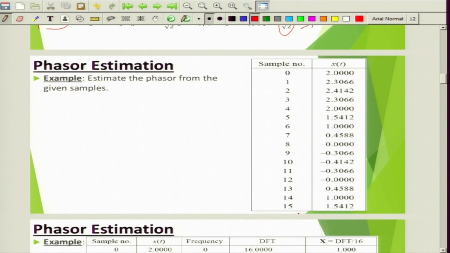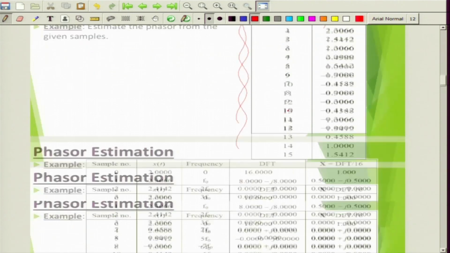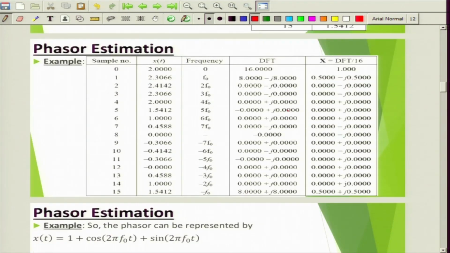So let us take an example. Estimate the phasor from the given samples. So here is the set of samples that we have got. This is the sample number, and we have the magnitude of that particular sample. You see here the sample and the magnitude, and we are obtaining at a specific sampling rate, where in this specific case we are considering one sample per cycle.